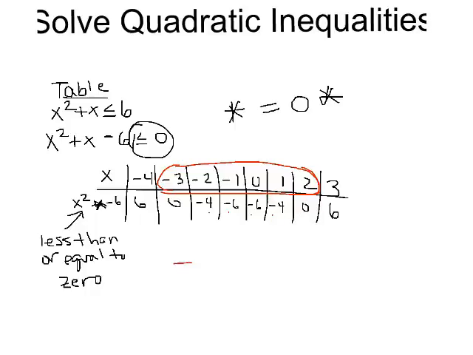So our answer is going to be negative 3 is less than or equal to x, which is less than or equal to 2. We have the equal to because we had an equal to in our original problem. So anytime x is between negative 3 and 2, that is a solution to this inequality, because that's when my y value is less than or equal to 0.